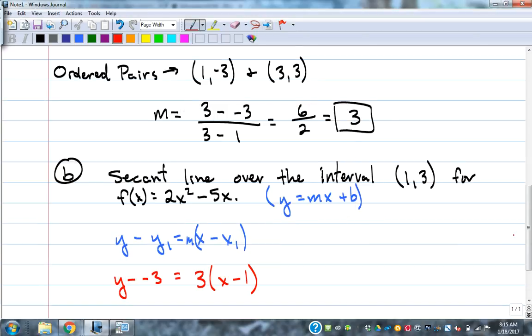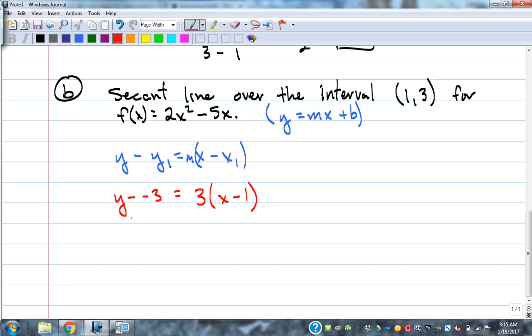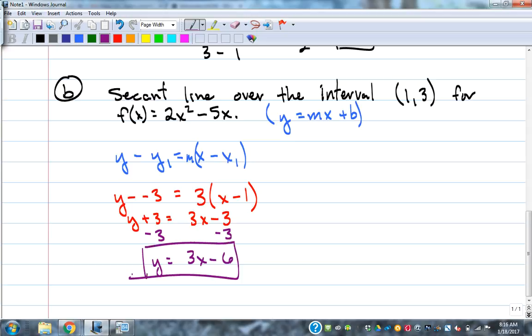Okay. So that'd be y plus 3 is equal to 3x minus 3. And then subtract 3 again. 3x minus 6. There's our secant line over that interval from 1 to 3. We found the slope, the average rate of change, by finding two ordered pairs. We use that slope and one of the ordered pairs to find that equation of the line.